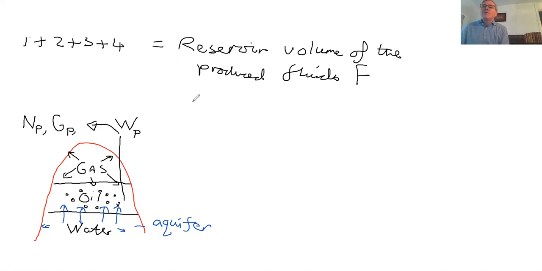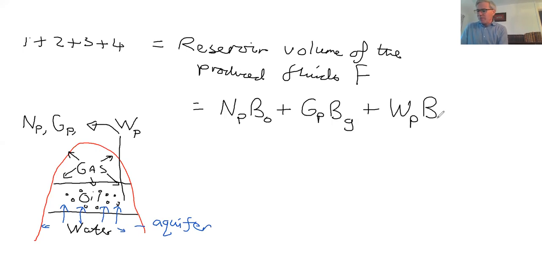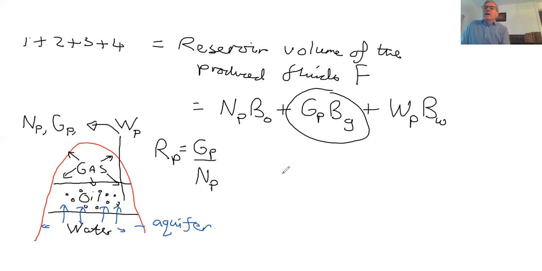So you say, well, that's easy. The reservoir volume: I produced NP, so that's going to be BO, plus the gas produced times BG, plus the water produced times BW. That looks fine, but it's not quite right, so let's think about it a bit more carefully. Instead of talking about GP, we've defined RP, and RP is just the total amount of gas produced divided by the amount of oil produced. So instead, this term becomes NP RP BG.